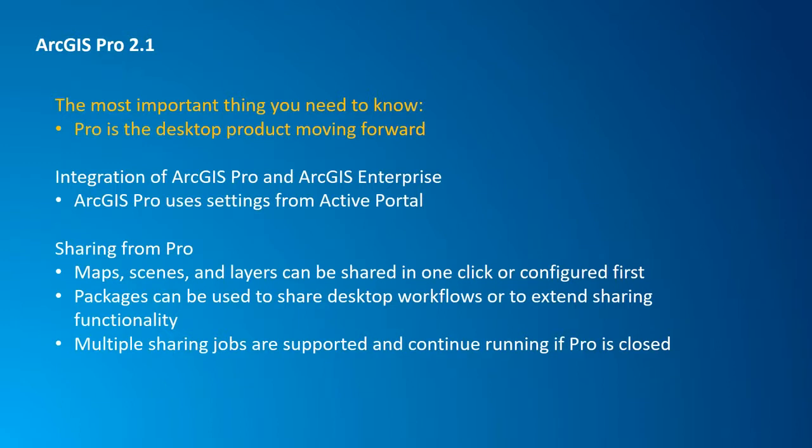Okay, so we are now at ArcGIS Pro version 2.1, and the most important thing that I want you to know is that Pro is our desktop product moving forward. So we still do have ArcMap, but there's really no development going into ArcMap anymore. The only things that are happening there are just bug fixes and things like that. All of our investment, as far as the technology goes, is going into Pro.